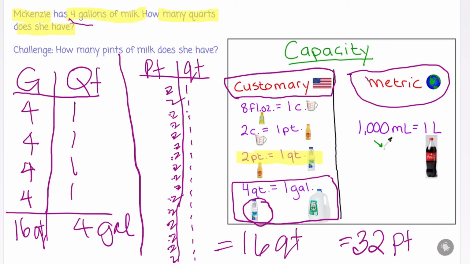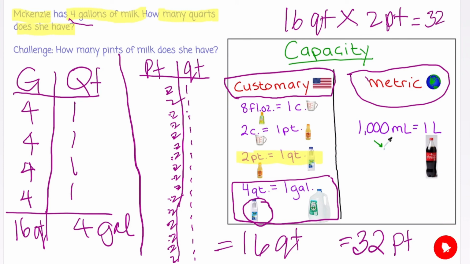Makes sense, right? 32. So, another way that we could have done it was multiply. An easier way, or a shorter way we could have done it, was to multiply the 16 quarts by 2 pints. And that would have given us 32.